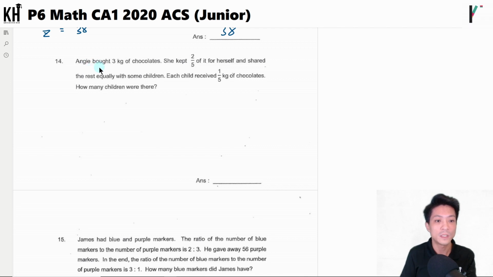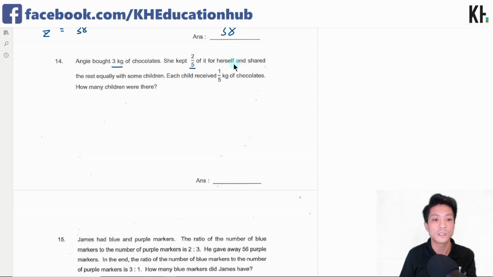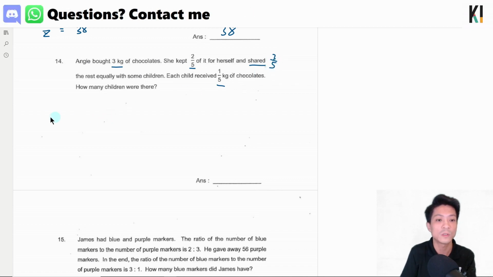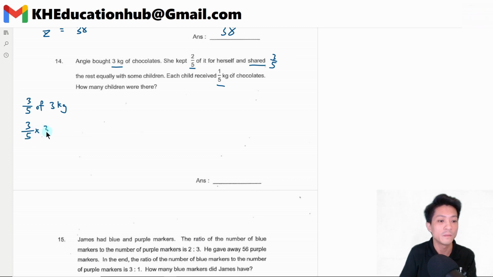Question 14. Angie bought 3 kg of chocolates. She kept 2/5 of it for herself and shared the rest equally with some children. Each child received 1/5 kg of chocolates. How many children were there? If she kept 2/5 for herself, that means she shared 3/5. So I'm going to find 3/5 of 3 kg, which is 3/5 times 3. That will be 9/5.